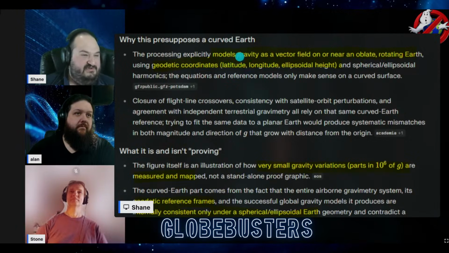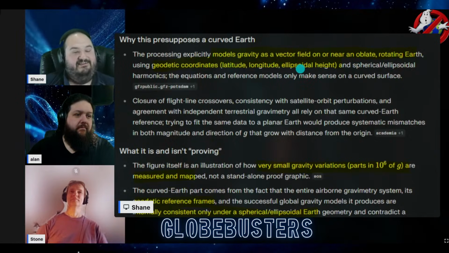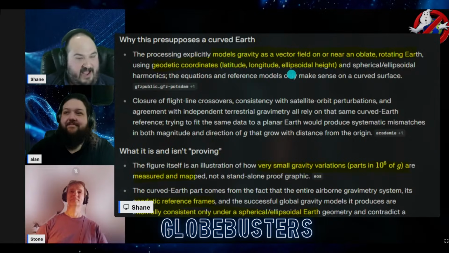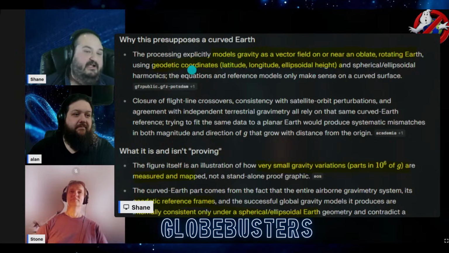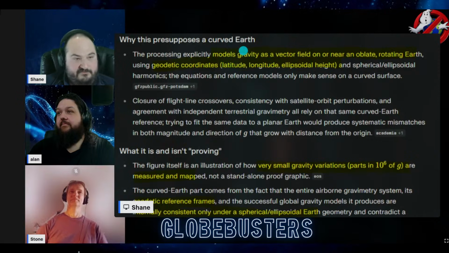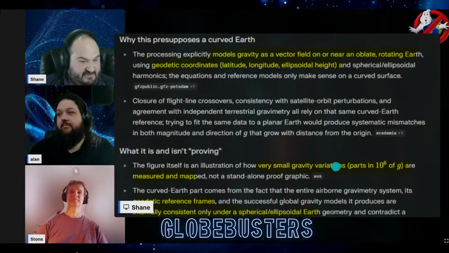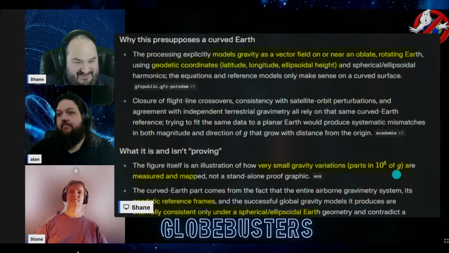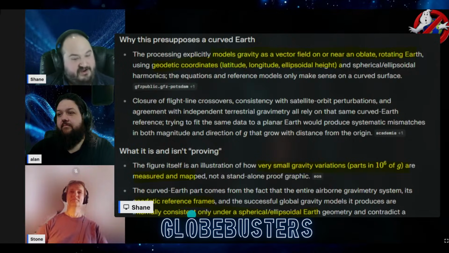Meaning you're already using geodetic coordinates, ellipsoidal heights, spherical ellipsoid harmonics, data interpolation based on averages, mean processing. Everything that you're doing is assuming this model. And some of the processes wouldn't function unless you had previous knowns of your curve fit, which is why you need the spherical model in the first place. So again, the figure itself is showing very, very small gravity variations, 10 to the negative 6 or whatever, and that they're trying to measure against geodetic reference frames.